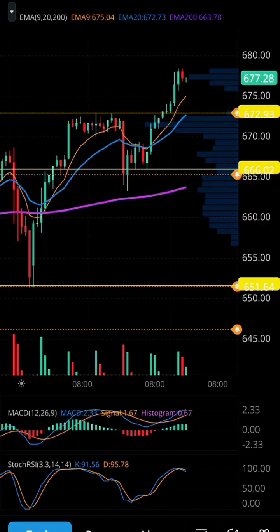Where is the zero at? The zero. Okay, so look at the MACD. If you look on the right-hand side of the MACD at the bottom, right, it says 2.33, 0.00, negative 2.33.